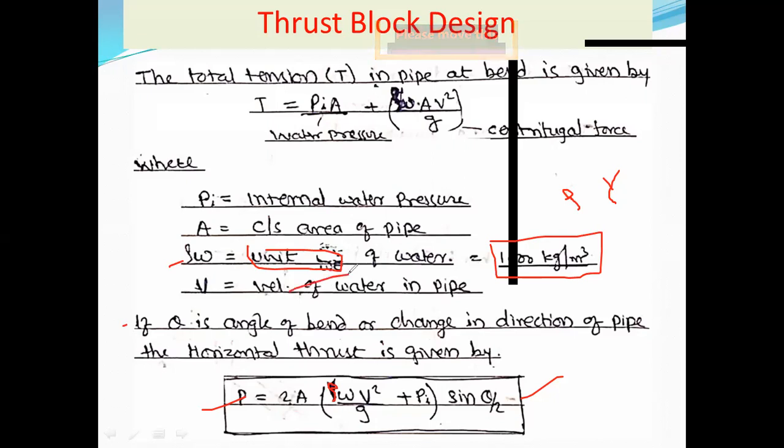Then V is nothing but the velocity of water in the pipe. Then Pi is the internal water pressure. See, this is the modification of this formula. So instead of writing the formula directly, we are writing this formula. A is equal to the cross section area of the pipe. And theta, you have already mentioned in the sentence, theta is the angle of bend.